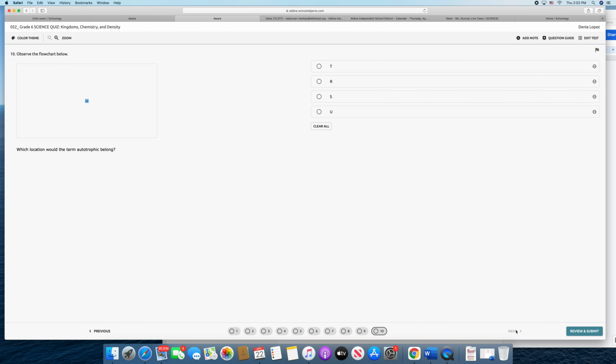And last but not least, it's asking you to observe the flowchart. For whatever reason, this flowchart is not showing up. Hopefully, it shows up on your end. If it does show up on your end, please go ahead and make sure that you answer to the best of your ability. If it does not show up, go ahead and just select an answer. Do not leave it blank, and we will cut that question out of the grading.